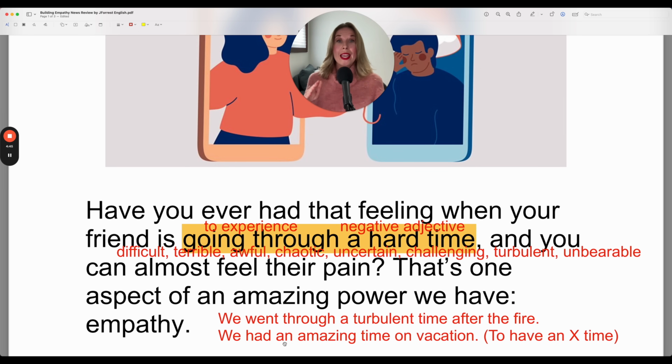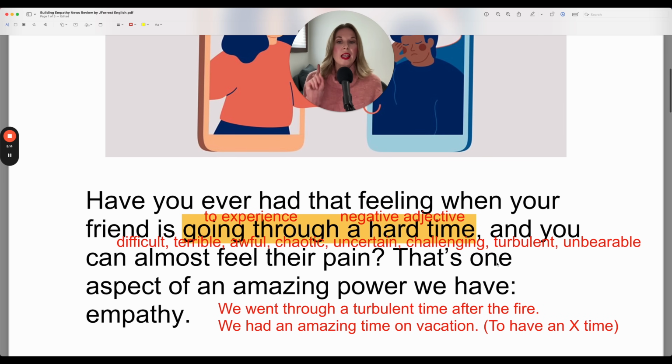If you say we had an amazing time on vacation, you use to have an X time. X represents the adjective, and you can use a positive or a negative adjective with this. And in this case, the verb have means experience. You could say we had a terrible time on vacation, but you can only use go through with a negative adjective. Let's keep reading.